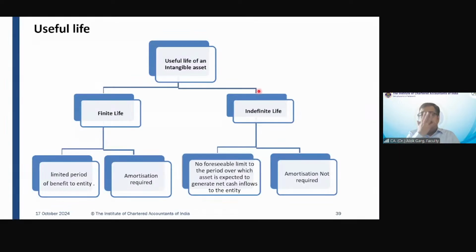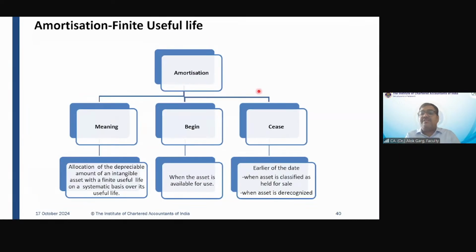So we talked about the useful life. Now what is amortization? It is just the brother of depreciation. Amortization is the allocation of the depreciable amount over the useful life of the asset, less any residual value. In an intangible asset, will you find any residual value? No, sir. It is without any physical substance, right?